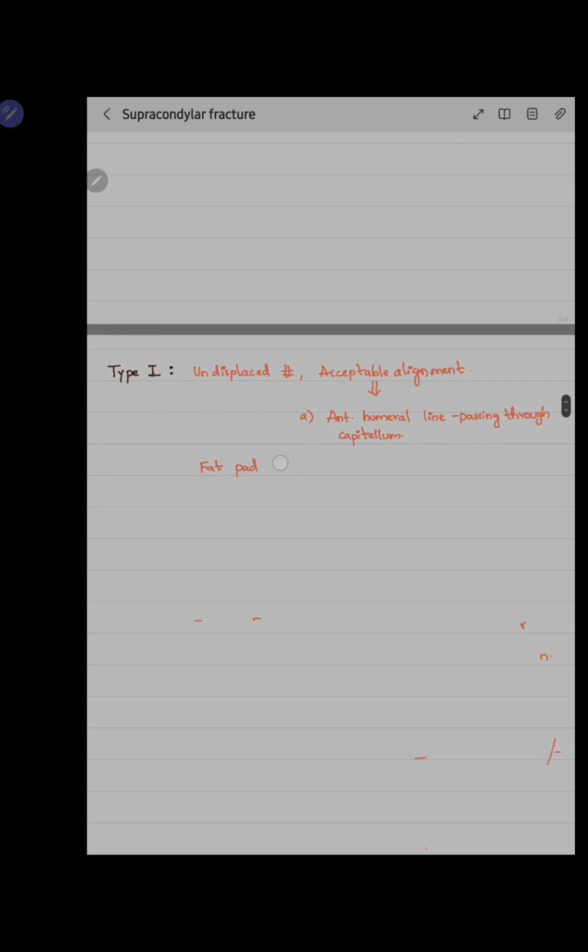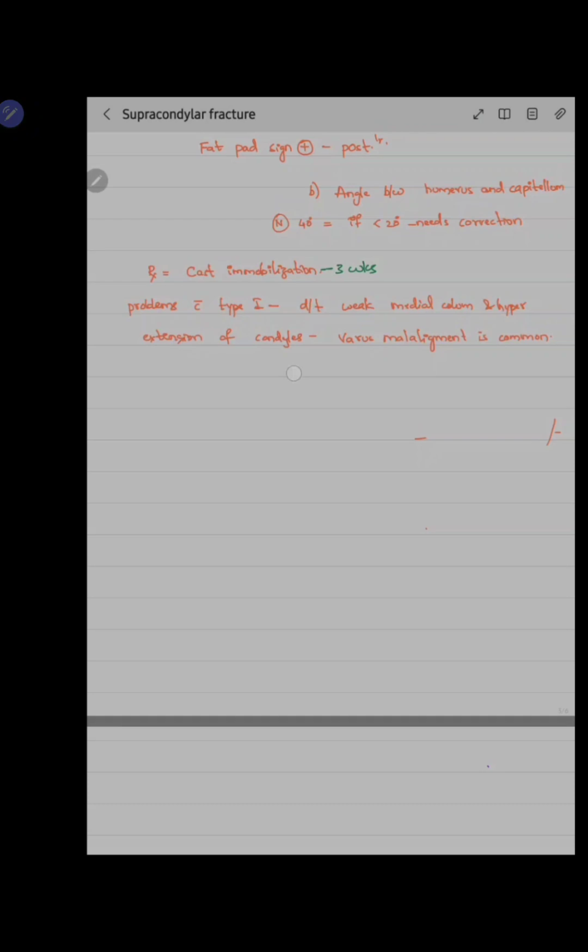One more thing we see in the lateral X-ray is the fat pad sign. If the fat pad sign is present posteriorly, it indicates that there is a fracture. Another thing is the angle between the humerus and capitulum. Normally it is approximately 40 degrees. If it is less than 20 degrees, it needs correction. Next, how do we treat this? The treatment is mainly cast immobilization for 3 weeks. Why only 3 weeks? To prevent stiffness.